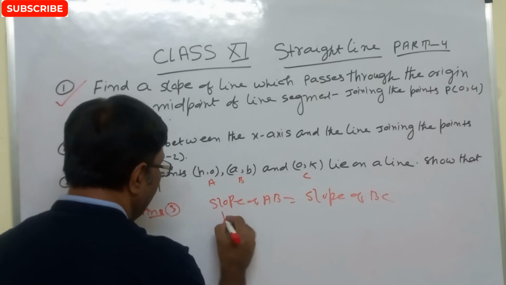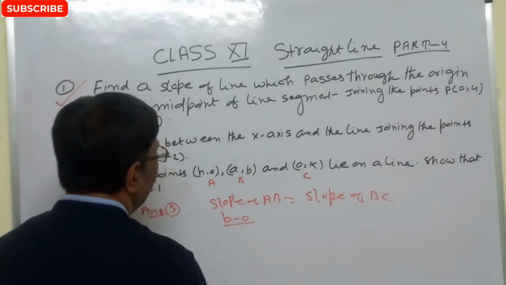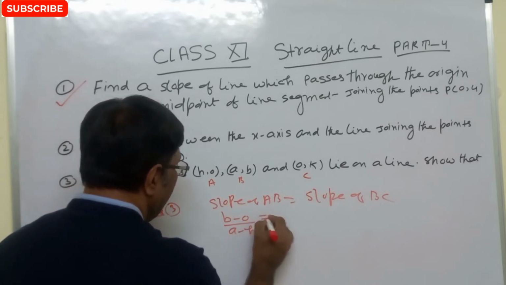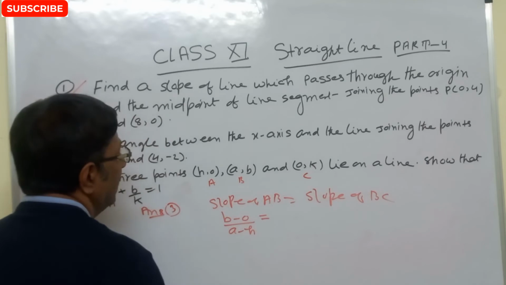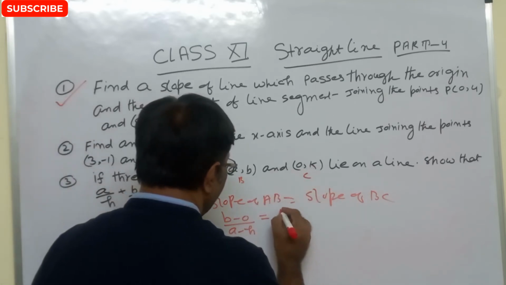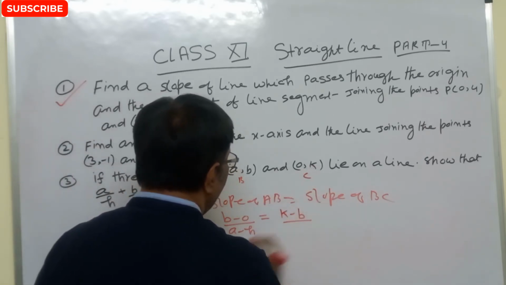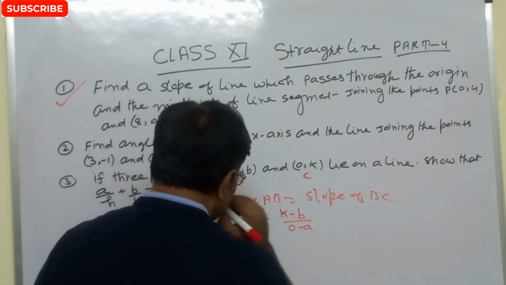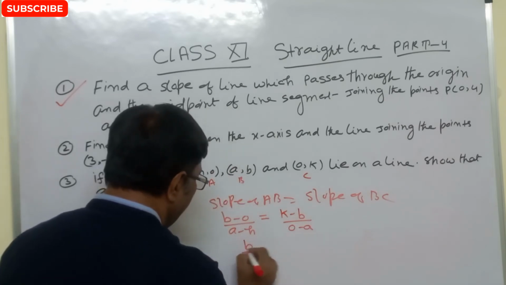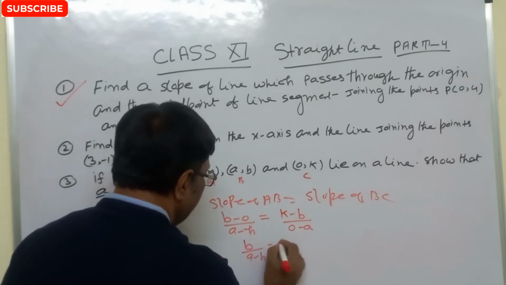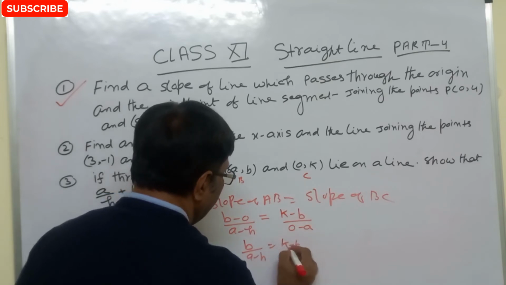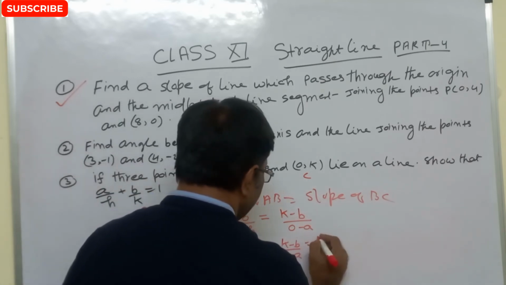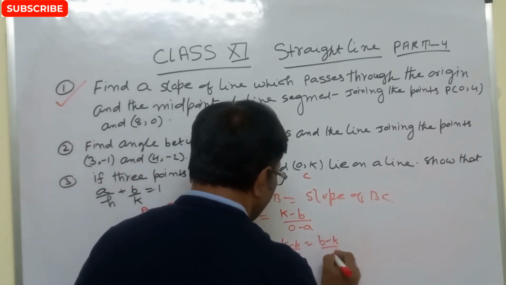So slope of AB equal to what? y2 minus y1, that is b minus 0, divided by x2 minus x1, that is a minus h. Again slope of BC. So BC what? y2 minus y1, that is k minus b, upon x2 minus x1, that is 0 minus a. Right? So we can write b upon a minus h equal to k minus b upon minus a, right? So we can write this as b minus k upon a.